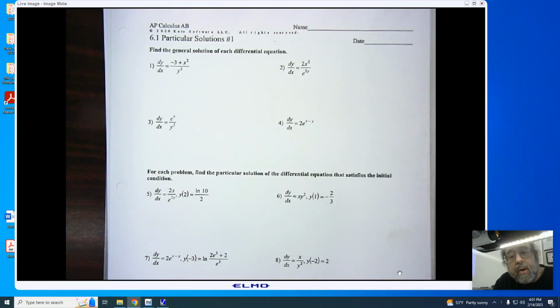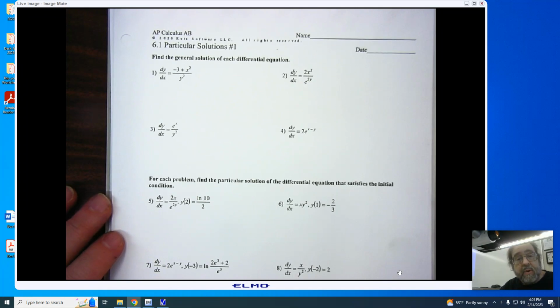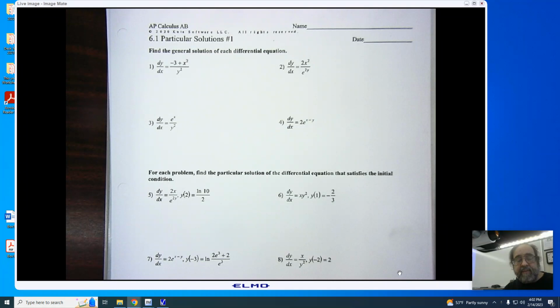Today, we're going to be taking a look at classwork number 7, which is found on particular solutions number 1, and this is from section 6.1. So up here, I'm going to be doing the even problems, at least a couple of them, just so that people can see how to do things, and if you have questions, that we can get those questions answered. So let's go ahead and begin.